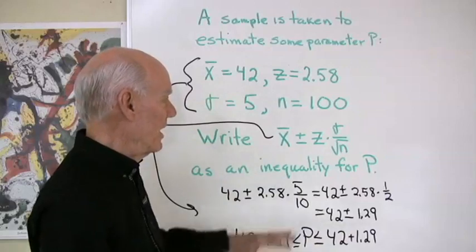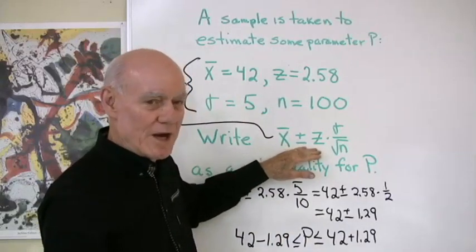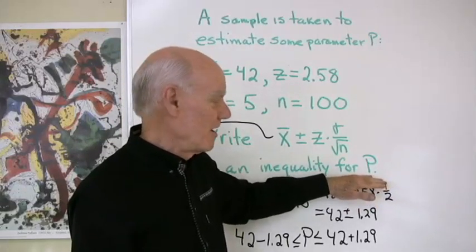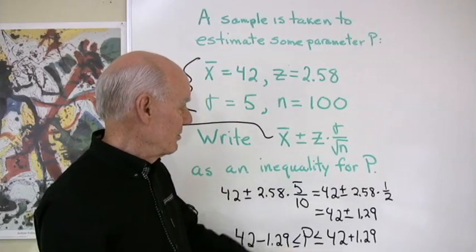It's pretty simple, but an expression like this really involves two numbers, and it's giving you a range of values for this parameter p that you're looking for. So when you talk about a range of values, you're talking about an inequality like this. So that's the way you can write this.